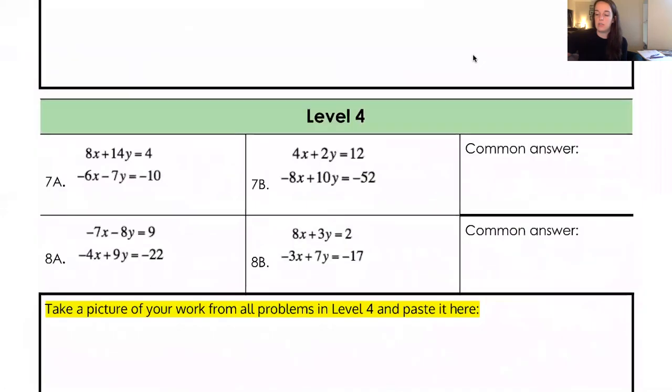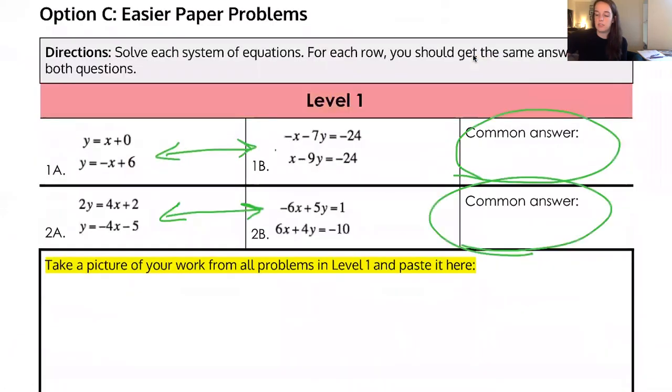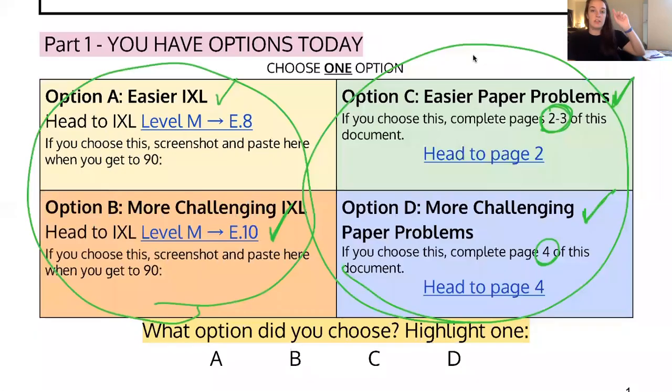Right? So you're going to choose one of these options today. You're going to choose either the easier IXL or the more challenging IXL, or the easier paper or the more challenging paper. So you can decide which one works best for you. If you decide to do a second option, it will be extra credit, but a third and fourth option will just be awesome points. No more extra credit after the second one.